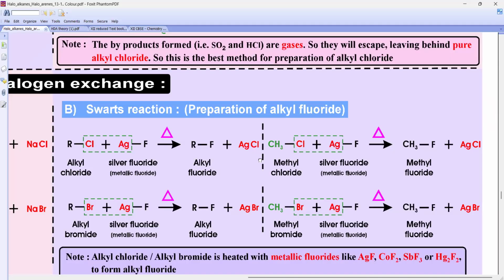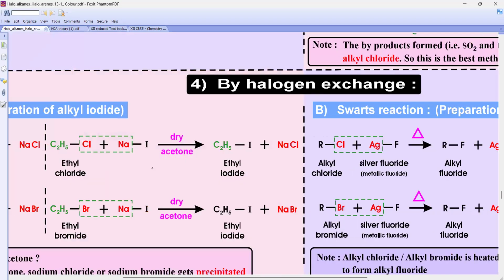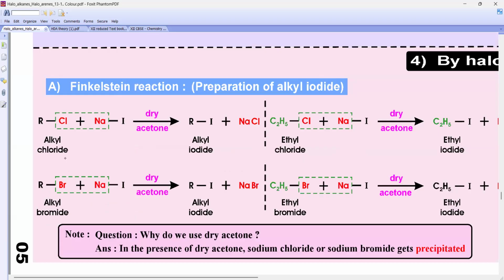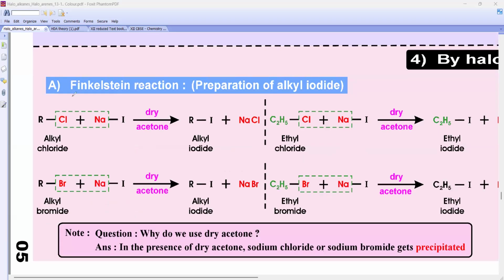Okay. Now we go to a very important topic, which they ask very frequently in the exam: halogen exchange. What is the name of the method? Halogen exchange means what? Remember, in the beginning we studied that direct fluorination is not possible, because the reaction of fluorine is highly explosive. So now, for the first time, we are going to prepare alkyl fluoride. The very first method is Finkelstein. It is halogen exchange.